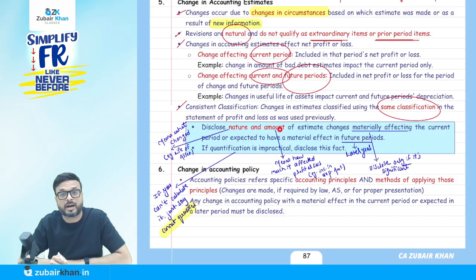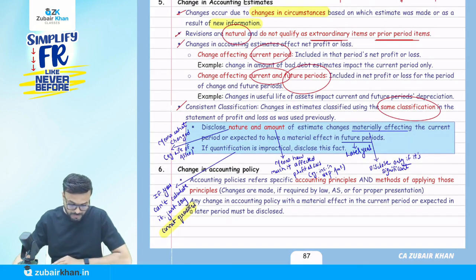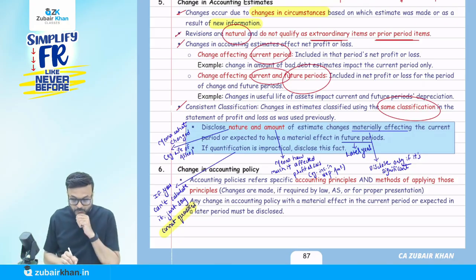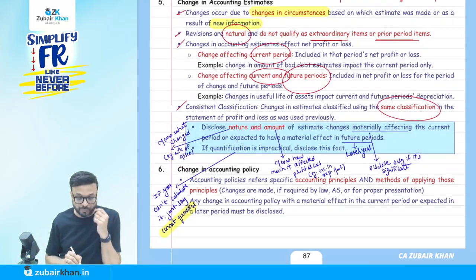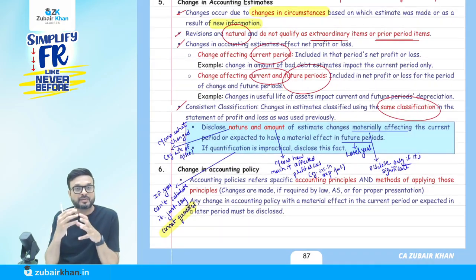Disclose the nature and amount of estimate changes materially affecting the current period or expected to have a material effect in a future period. What does it mean? Nature means what has changed. For example, the life of the asset. That is the nature: the life of the asset we are changing.